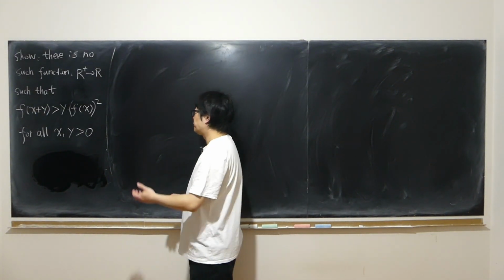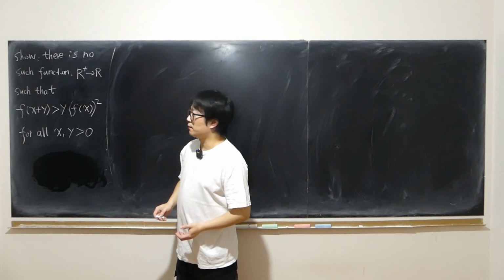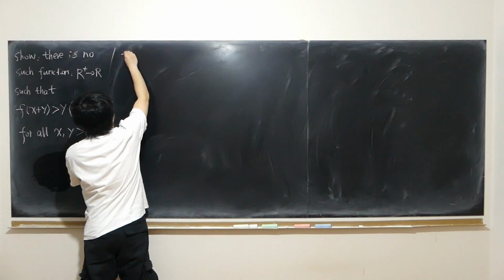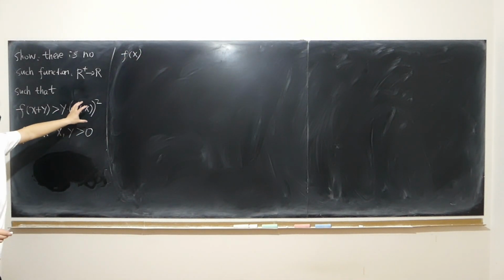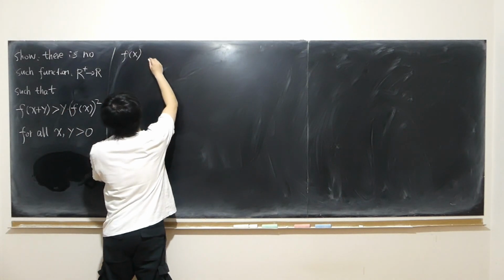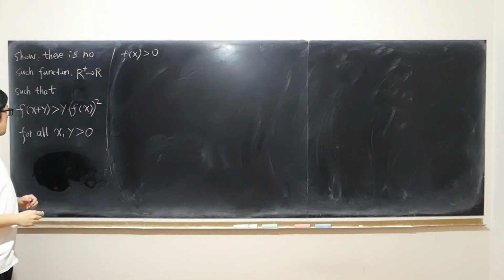So first of all, if I let x and y equal to half of x, then immediately I have f(x) is greater than half of x times this thing squared. So obviously f(x) is greater than 0 for all x that's positive.